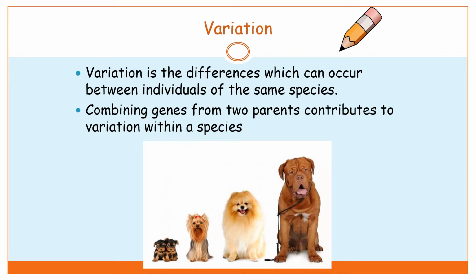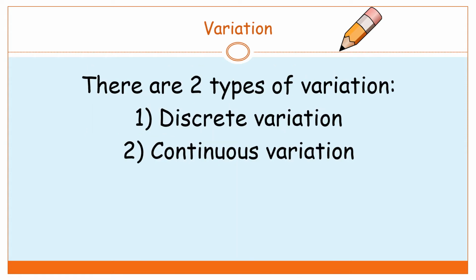It happens because our genes come from 2 different parents. And what is the advantage of having this variation? This variation allows us to evolve to different environments. Some characteristics are better than others in different conditions. So variation is the difference which can occur between individuals of the same species, and combining genes from 2 parents contributes to variation within a species. There are 2 types of variation that you need to know and learn, which are discrete variation and continuous variation.